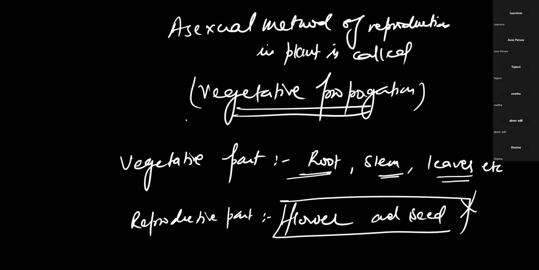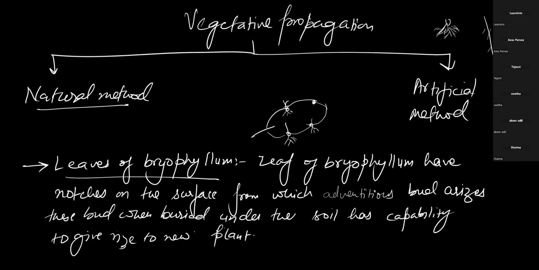So let's talk about this. There are two types of methods: one is the natural method, and another one is the artificial method. First of all, we are talking about the natural methods, different types of natural methods. The first one is leaves of bryophyllum. The leaf of bryophyllum has notches on the surface from which adventitious buds arise. This is the leaf of bryophyllum, and when you bury it under the soil, adventitious buds arise, and this bud has the capability to give rise to new plants.